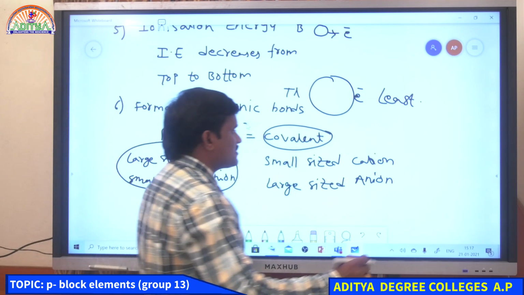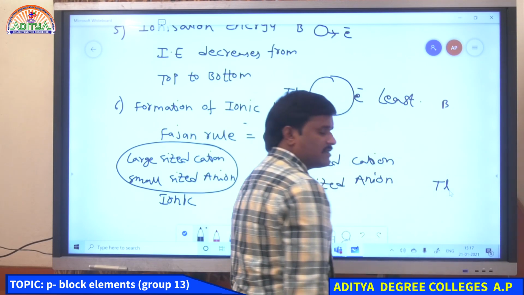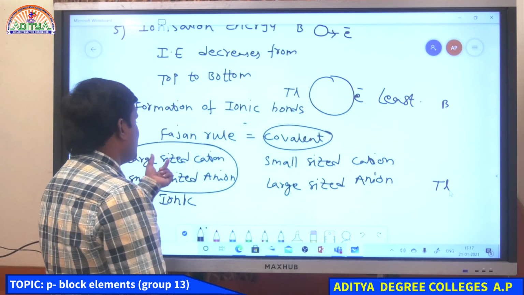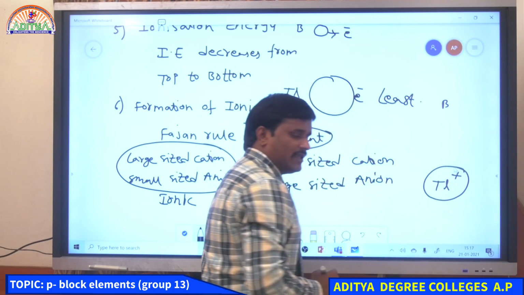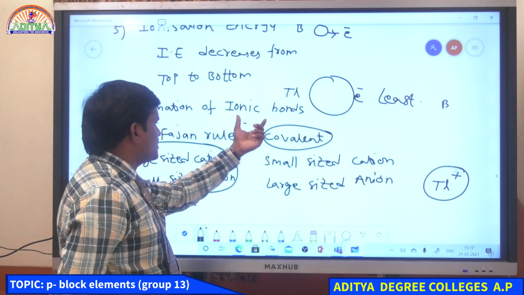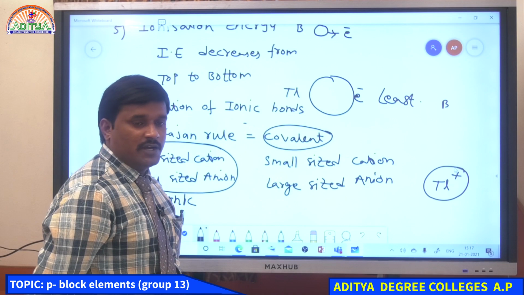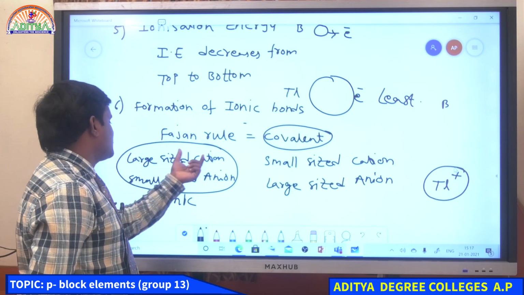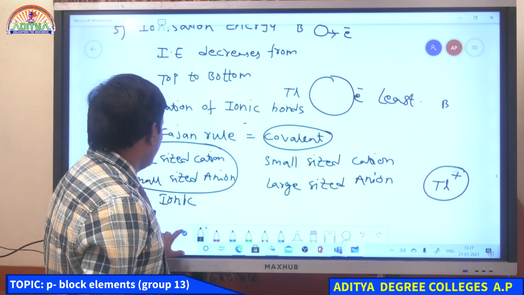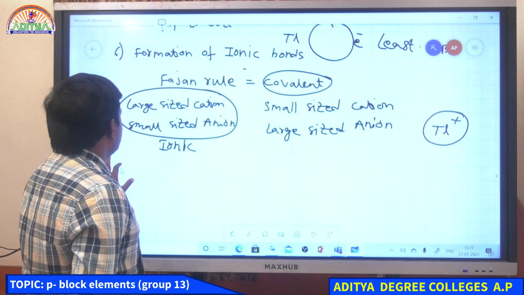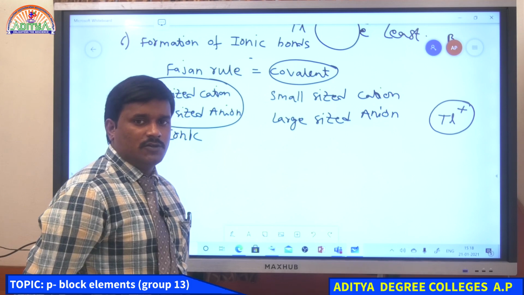So in our elements, boron is the small sized element and thallium is the large sized element. So our condition is large sized cation. Here thallium plus 1 is a very large sized cation. Therefore ionic bond formation always increases from boron to thallium in this group. That is due to the increase in size of the cation or decrease in size of the anion, and hence ionic bond formation always increases from top to bottom in a periodic table or in a group.